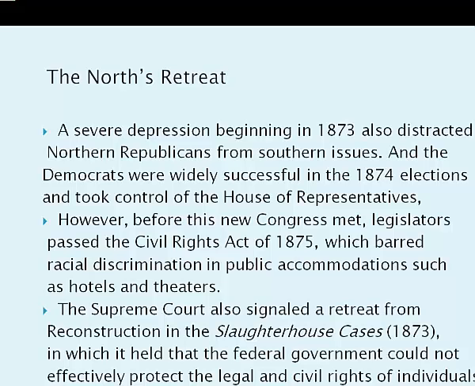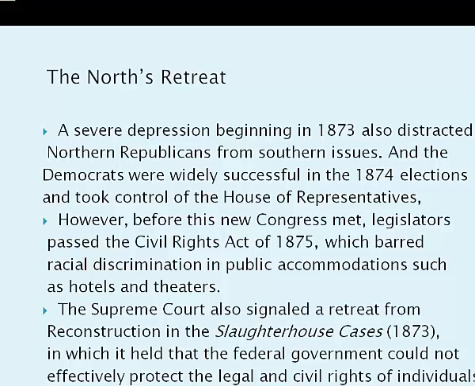Northern critics stepped up their openly racist attacks on the Southern governments as dens of corruption and misgovernment ruined by black rule. Then a severe depression beginning in 1873 distracted the Northern Republicans from the Southern issues. Democrats were very successful in the 1874 elections and took control of the House of Representatives. But before the new Congress met, legislators passed the Civil Rights Act of 1875, which barred racial discrimination in public accommodations such as hotels and theaters.